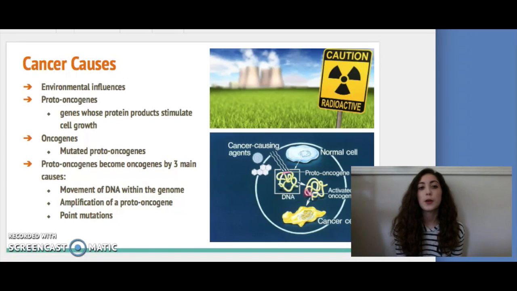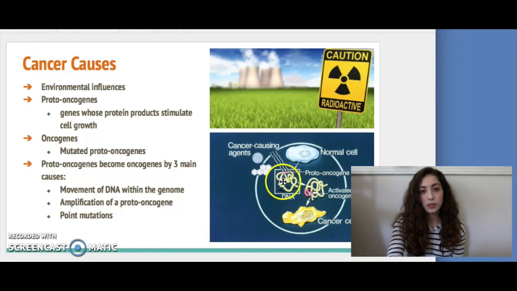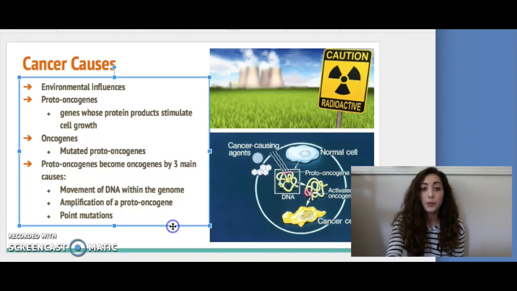Proto-oncogenes become oncogenes by three main causes: movement of DNA within the genome, amplification of a proto-oncogene, or a point mutation. And so this is just a little diagram. You have some sort of cancer-causing agent. It mutates the DNA in a proto-oncogene, which then becomes an activated oncogene, which promotes too much cell division. Then you have a cancer cell.